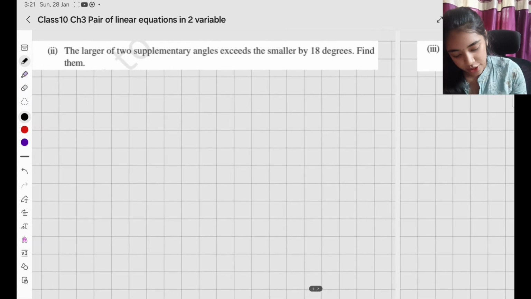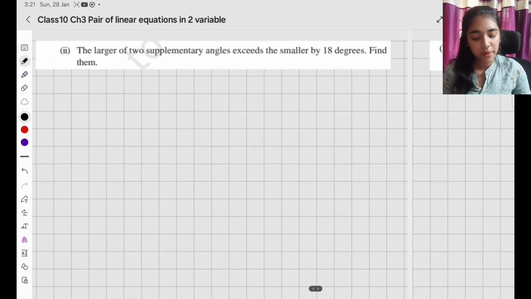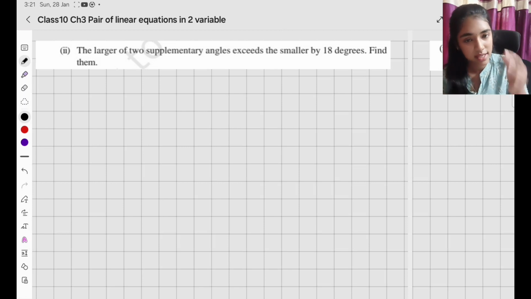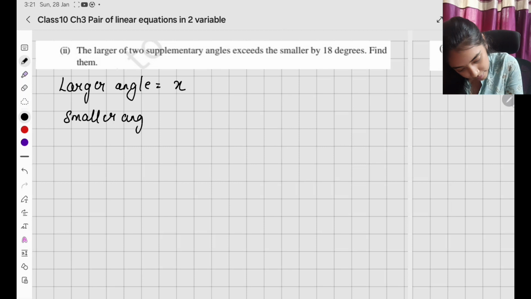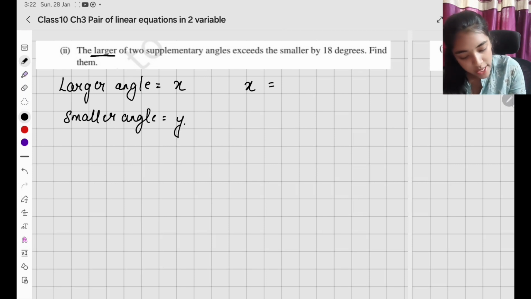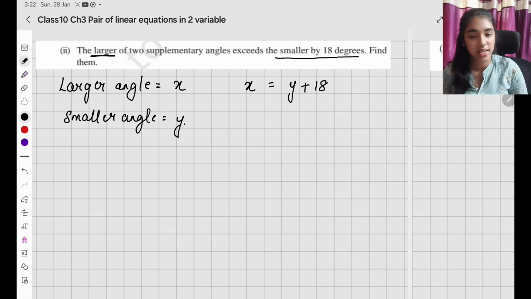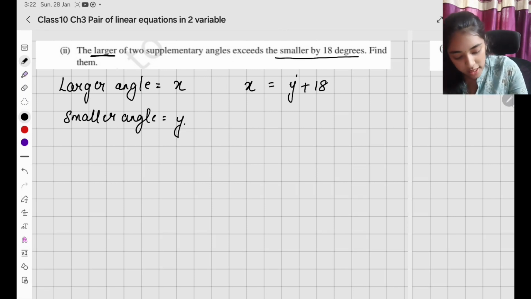Now, second subsection. The larger of two supplementary angles exceeds the smaller by 18 degrees. So, a larger angle and a smaller angle. So, how are we going to take? The larger angle is going to be x and the smaller angle is going to be y. What is given? The larger of the supplementary angles is going to exceed the smaller angle by 18 degrees. So smaller angle vida 18 degrees jastiya irukku. It is smaller angle plus 18 degrees which is going to be the larger angle.